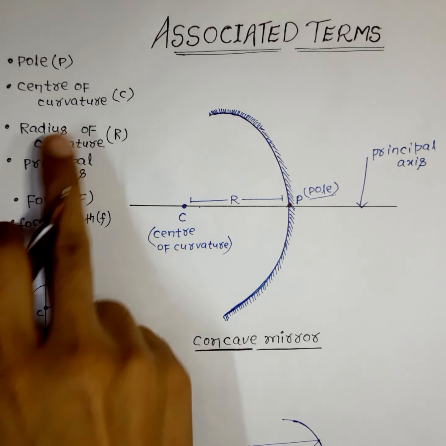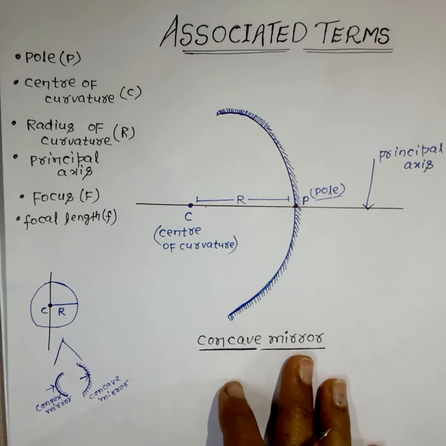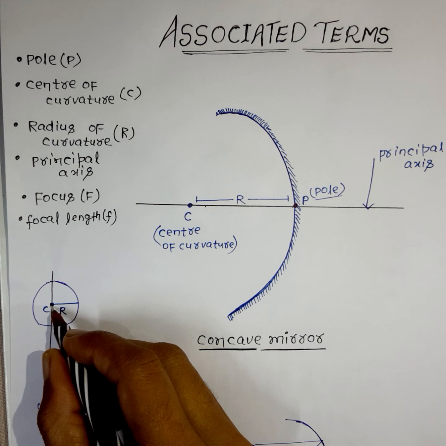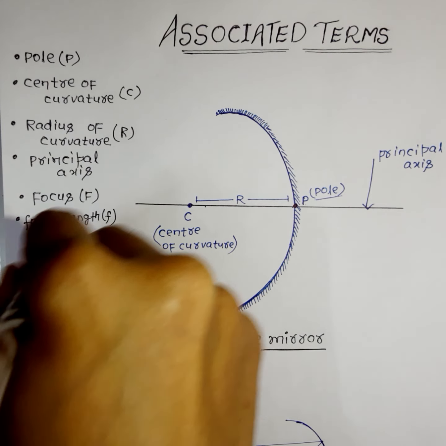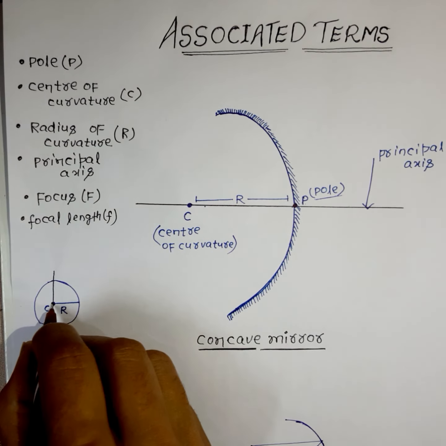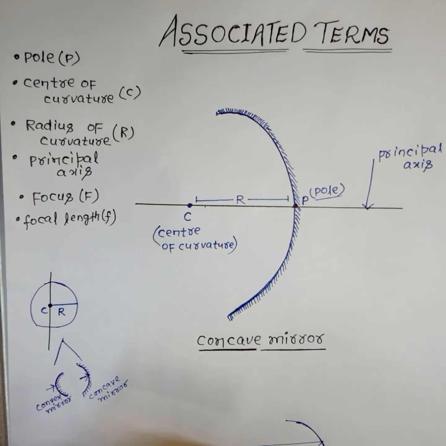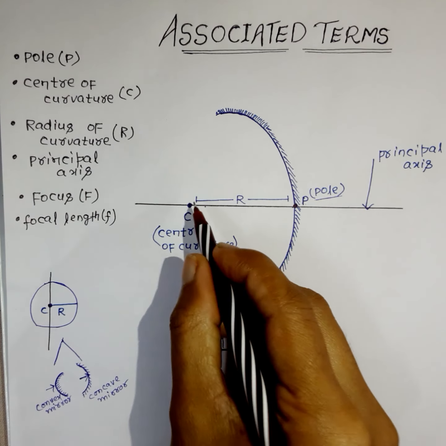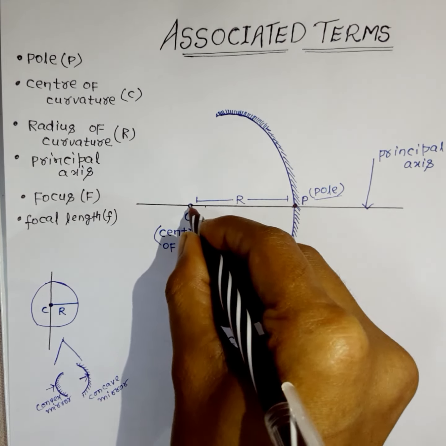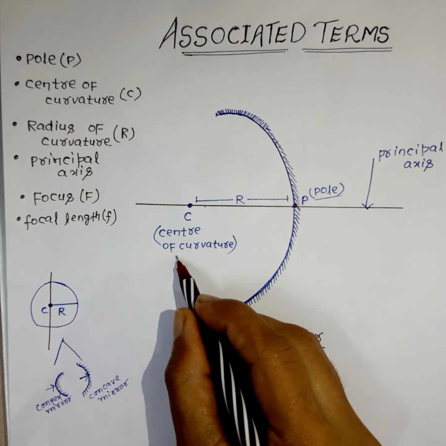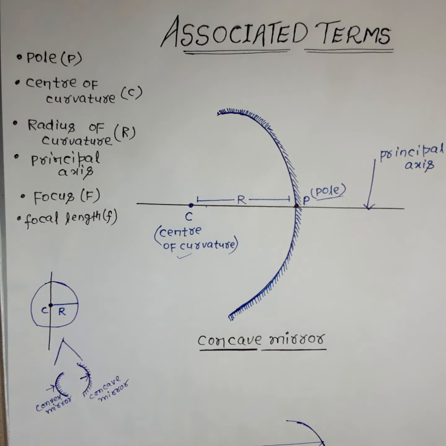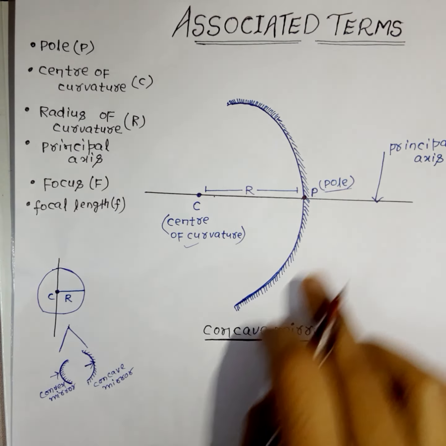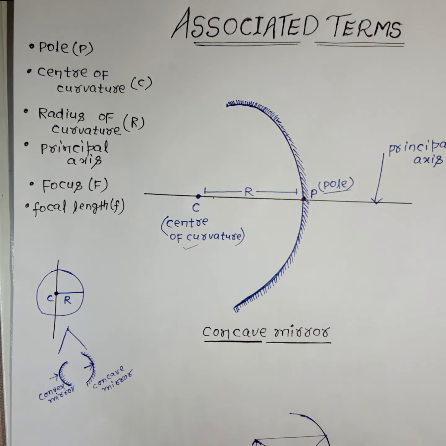Next, the center of curvature. As in a circle, there is a center for the circle. By this center we make the circle. So this is the center of the circle, the middle point of the circle. Like this, in the mirror also, we have to imagine this middle part, and this middle part is called the center of curvature. The name is added with center of curvature because this is the center of the curvature. So this is the center of curvature.